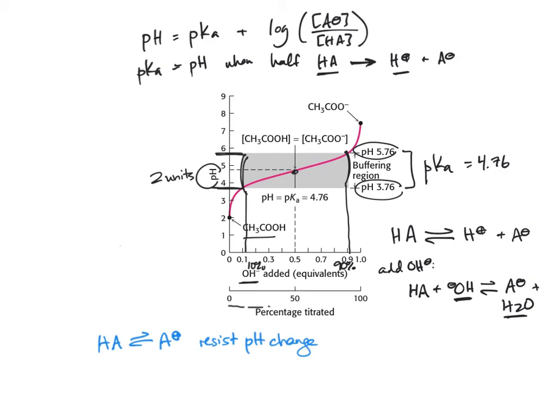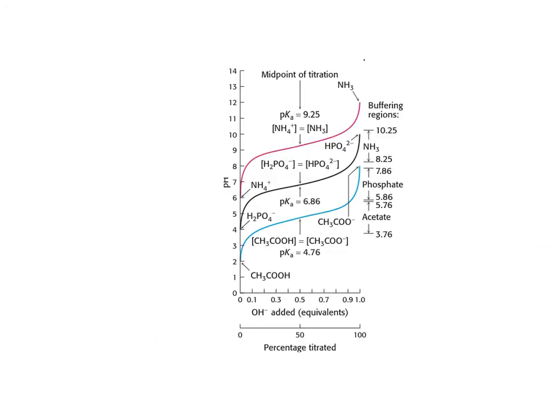And any acid's ability to soak up that added base is going to be affected by the pH at which it's most able to lose or gain a proton. Let's consider this slightly more confusing graph of buffering by 3 different acids. On the bottom here, we've got acetic acid, which we just looked at. It's got a pKa of 4.76, so it's able to buffer down in this pH range.